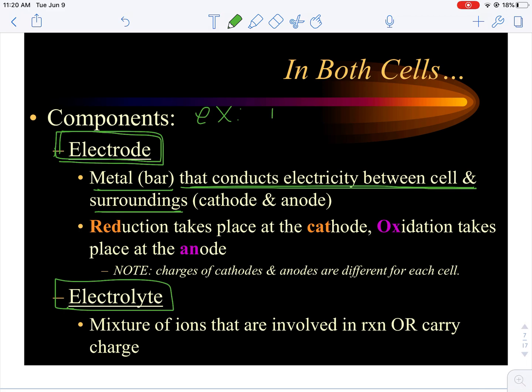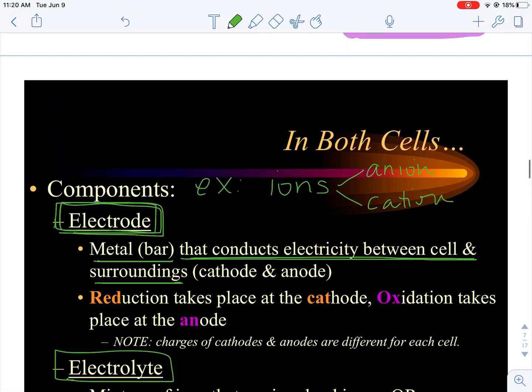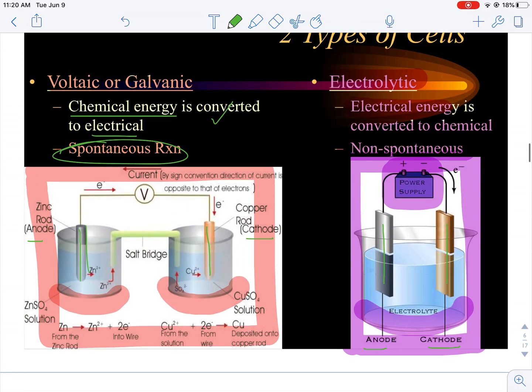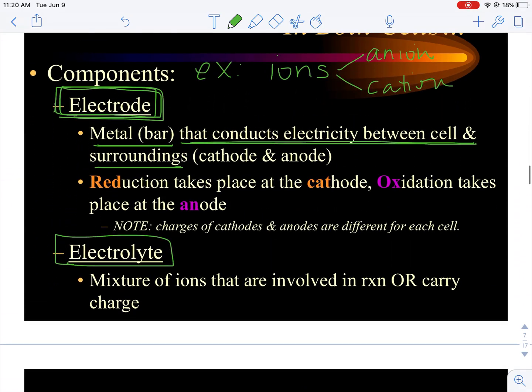An analogy would be like ions, right? That's a particle with a charge. But we know that there are two types of ions. We could have the anion and we could have the cation. Well, an electrode is a metal bar and we can have two of them. See how in the picture we have two metal bars in each of our cells? Well, those metal bars are going to be further categorized as cathode and anode.